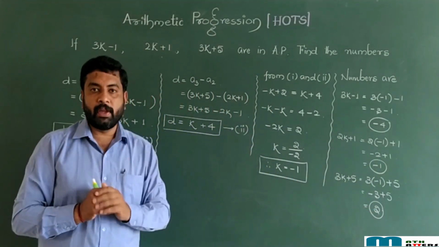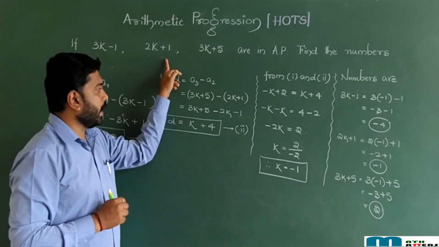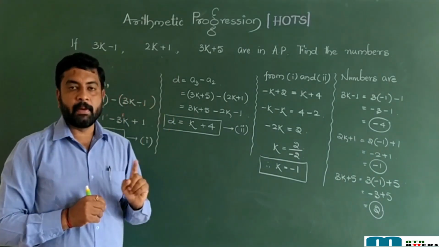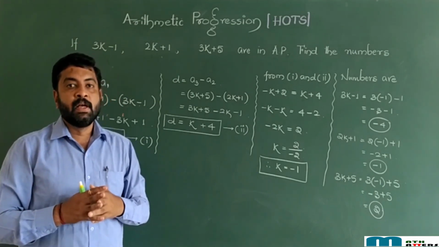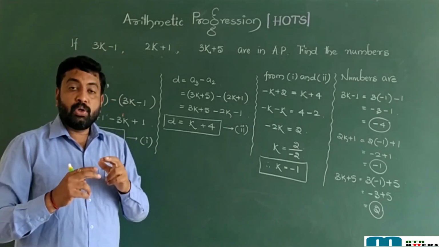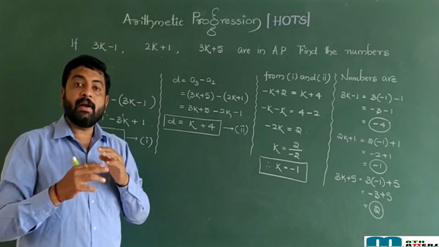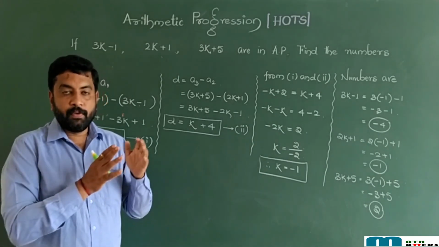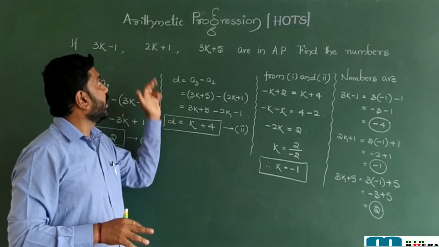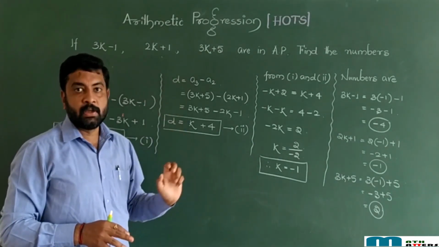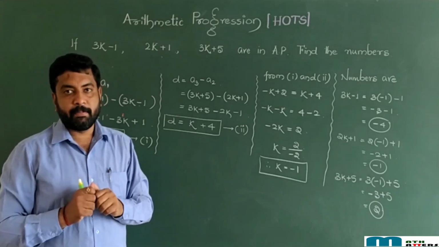Only one unknown variable is given, that is k. Very simple example. In the next two more examples, I will take 2 unknown variables and 3 unknown variables. If you understand all the 3, you can solve how to find unknown quantities in arithmetic progression.